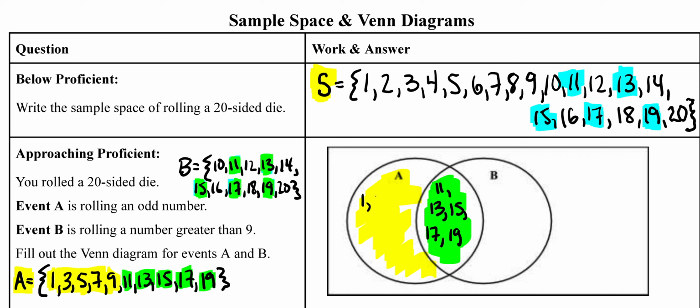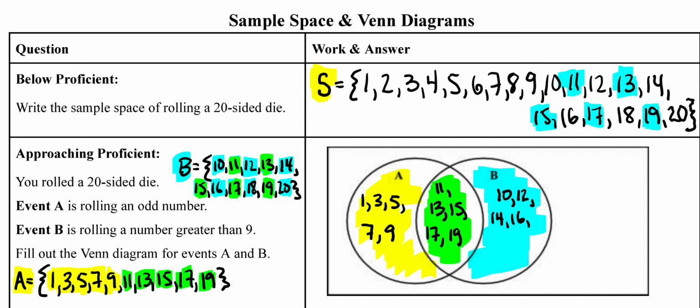And so over here goes 1, 3, 5, 7, and 9. And then the ones that are in B only would be 10, 12, 14, 16, 18, and 20.